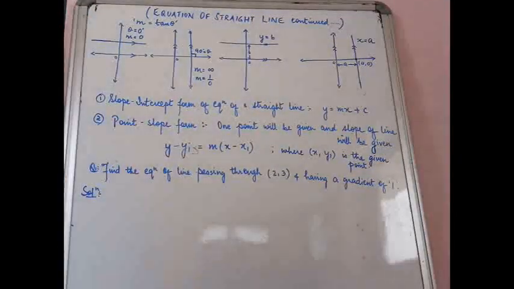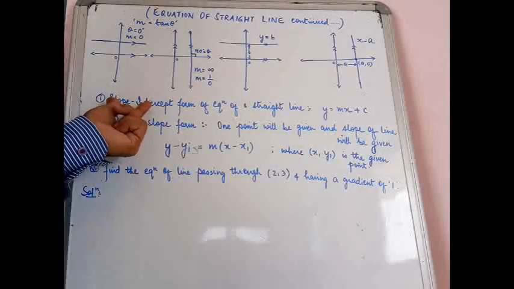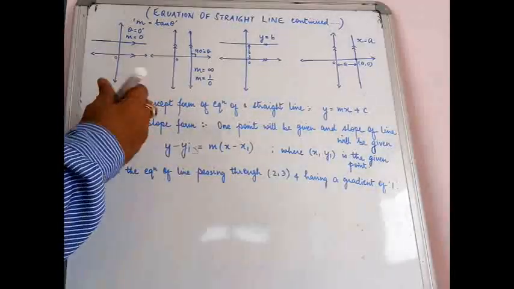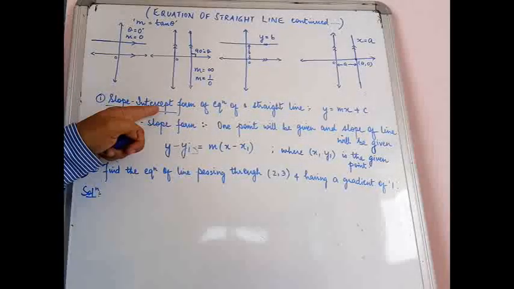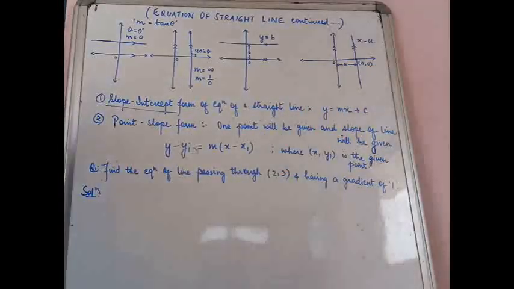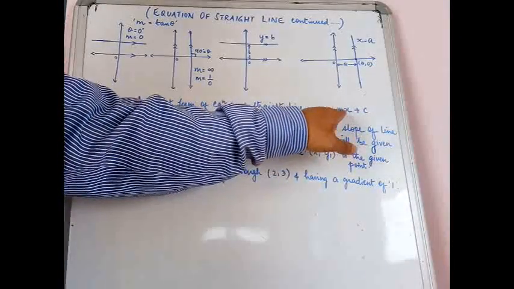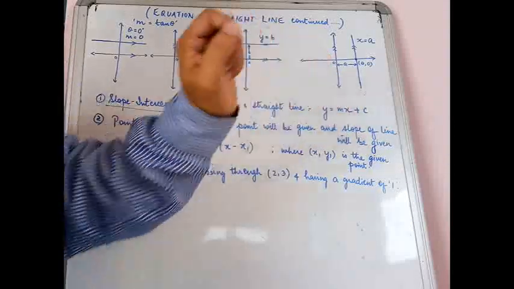Now coming back to the main part of this chapter, the different forms of the equations of a straight line. Obviously the first form, as you can see, is the slope-intercept form. Slope is m and intercept is c. We have already discussed this form and done a few questions also. Y is equal to mx plus c. C is the y-intercept and m is the slope.